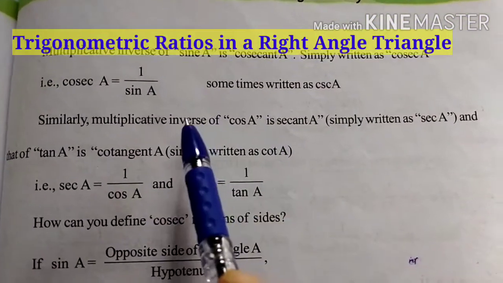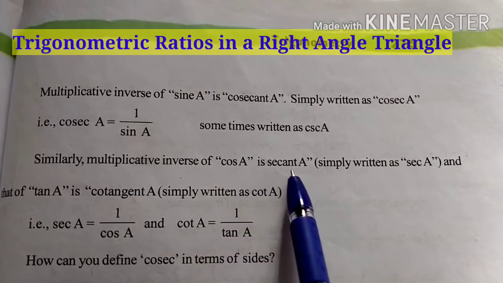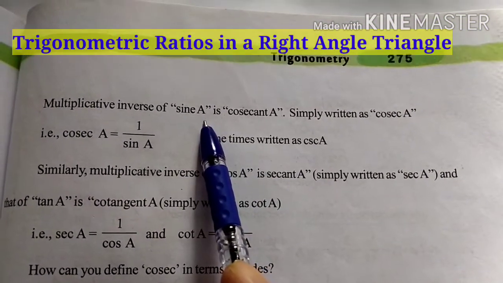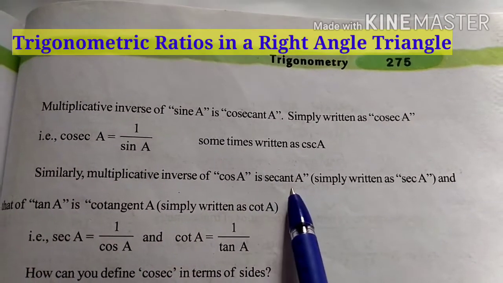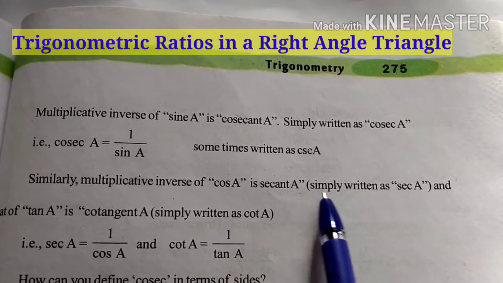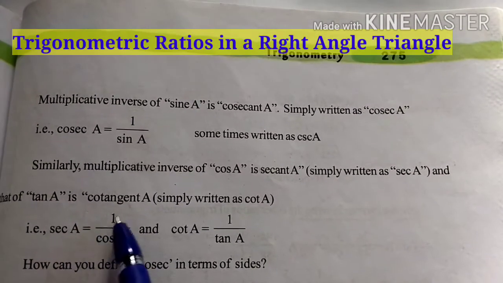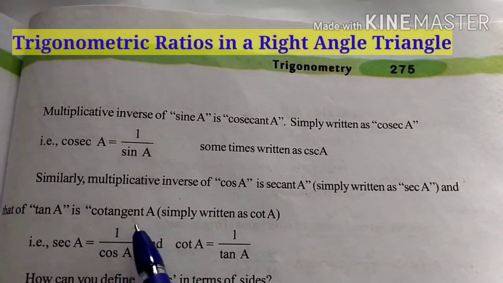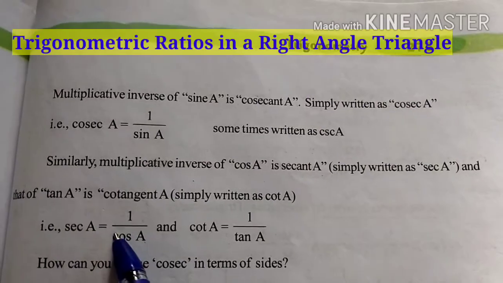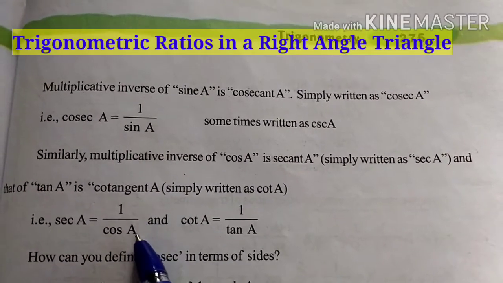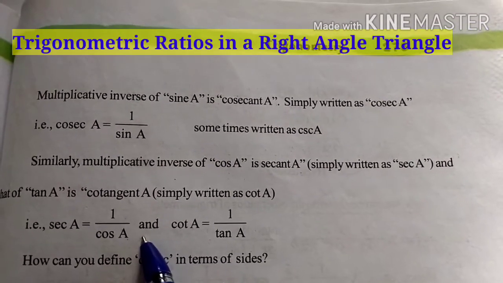In a similar way, the multiplicative inverse of cos A is secant A. You can remember: sin's multiplicative inverse is cosec, cos's multiplicative inverse is sec. Secant A we can simply write as sec A. Sec A is equal to 1 by cos A, the multiplicative inverse of cos A. That means sec A is equal to hypotenuse by the length of the side adjacent to angle A.